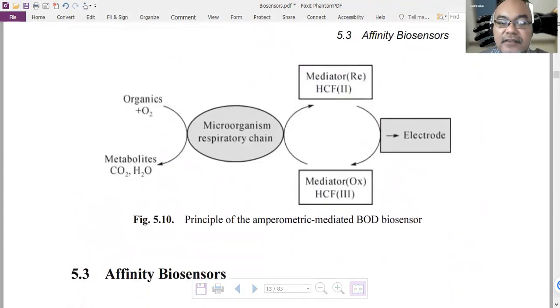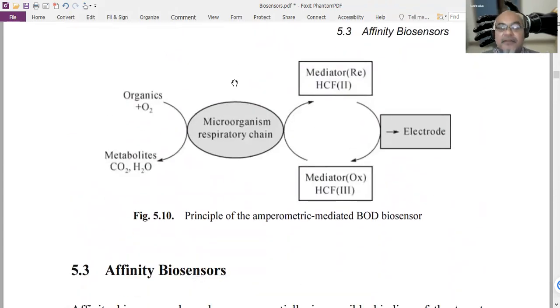Okay, are there any questions so far regarding catalytic biosensors? From all of you, anything? No questions?